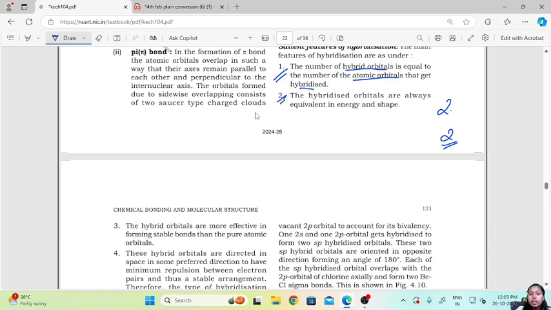The second point: the hybridized orbitals are always equivalent in energy and shape. So whichever hybrid orbitals are there, all the hybrid orbitals will have equal energy. There won't be any high or low energy. The energy will be equal and they will always have the same shape.